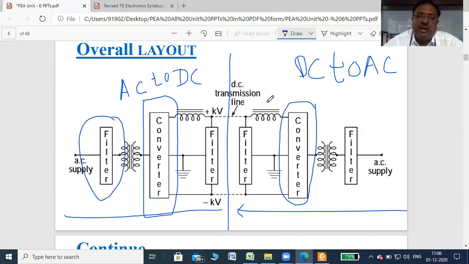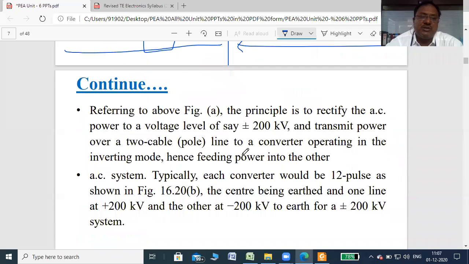So the high voltage DC is converted into AC, and then again there will be a transformer according to the requirement. Sometimes it may be a step down transformer. After that again there will be a filter, and then this supply is distributed among industry or homes, right? This is the overall layout of the DC transmission system.